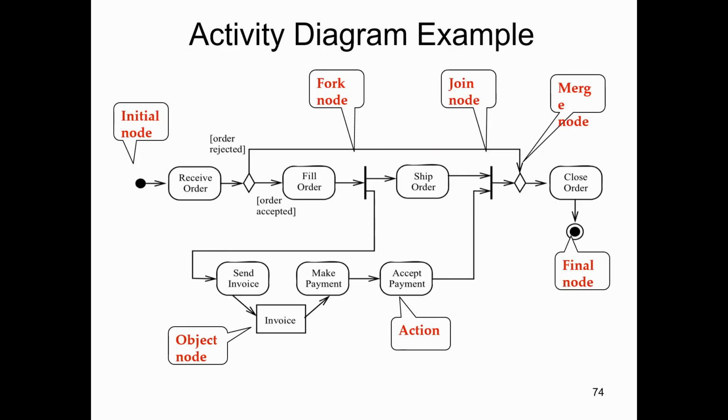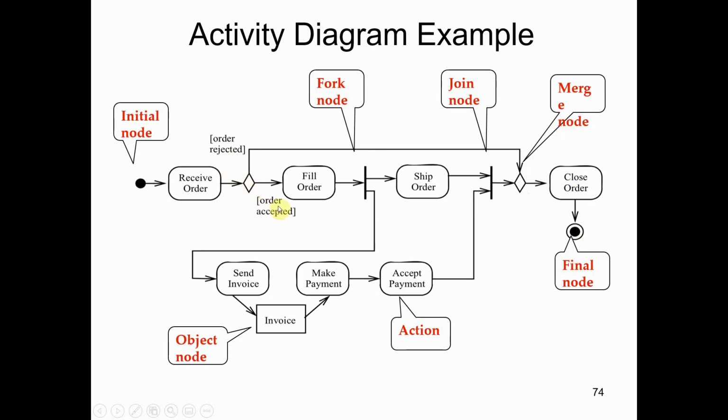So this example shows you all the nodes we discussed so far. We have an initial node, we have a final node. Here is the order process activity diagram. You receive the order, then you make a decision here. This is a decision node: reject order or accept order. If you reject the order, it goes immediately to close order. This one is a merge, so you can just go directly if there's nothing in front of you to the close order, and then to the final node. So this entire activity ends.